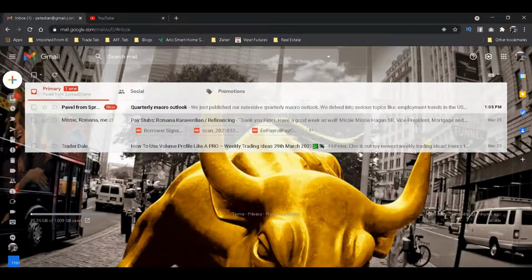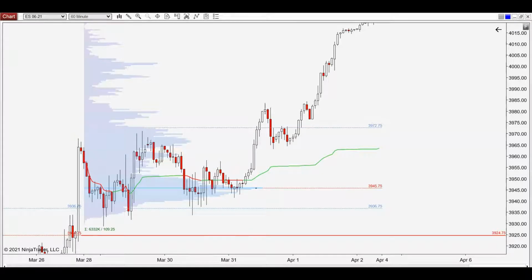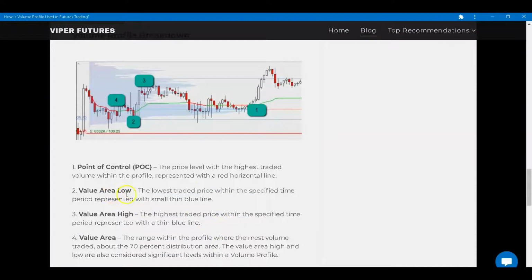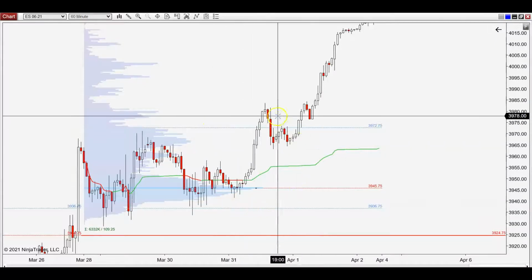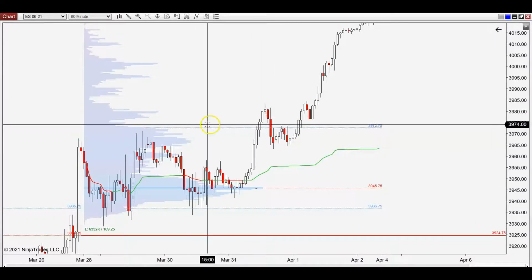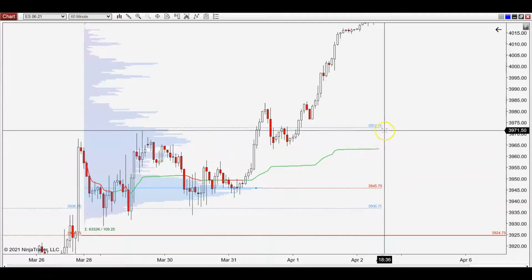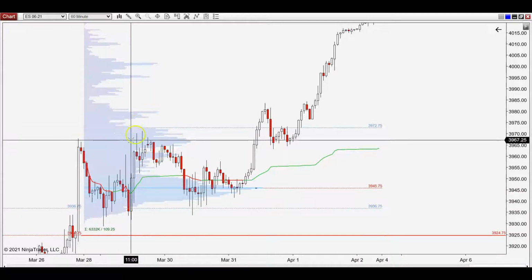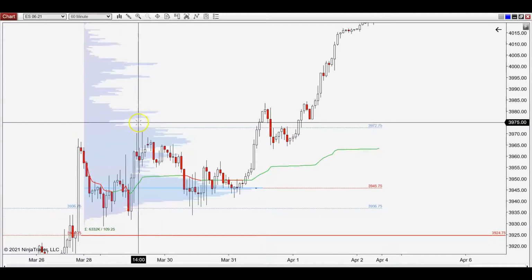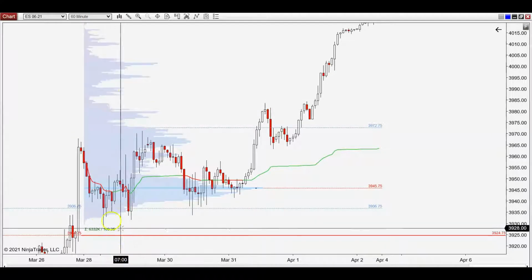Okay. The next thing we look at is the value area highs and lows. These are the lowest price and the highest price traded within the value area of a specified time period, and it's represented with a thin blue line. It could be a thin gray line, whatever. I change settings to keep them as clean as possible, but still let me identify them on the chart. So these two prints here at 39.7275 and 39.3675 are the value area, a 70% distribution chart, and the rest is just the extended areas.